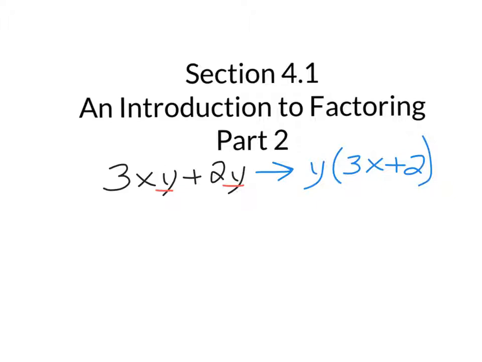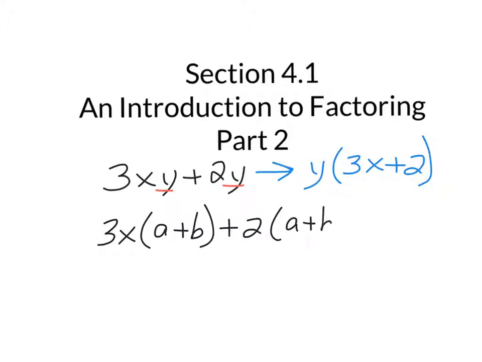So I'm going to write another one that looks a little bit different than the one that we just did, but really it's exactly the same thing. Here I have 3x times, in parentheses, a plus b, plus 2 times, in parentheses, a plus b. And I want you to factor that. I want you to notice once again that both of these are really the same. The very first one I have 3xy. This one I have 3x times a plus b. The a plus b kind of replaces that y. The same thing in the second term. I have an a plus b, which kind of replaces that y.